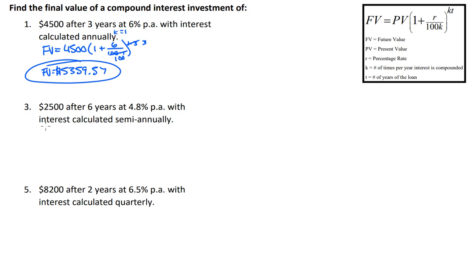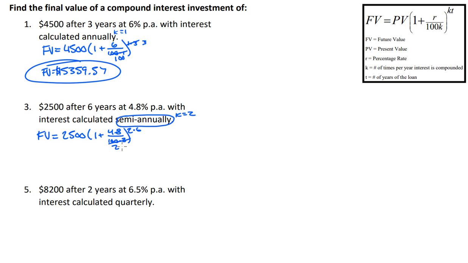Okay? Next, invest $2,500 for 6 years with interest calculated semi-annually. So semi-annually means that K is going to be 2, because semi-annually means twice per year. So future value equals 2,500 times 1 plus 4.8 over 100 times 2, because our K is now 2. Whatever goes here also goes up here. Those are both K's, just like in our formula, times T, which is 6 years.